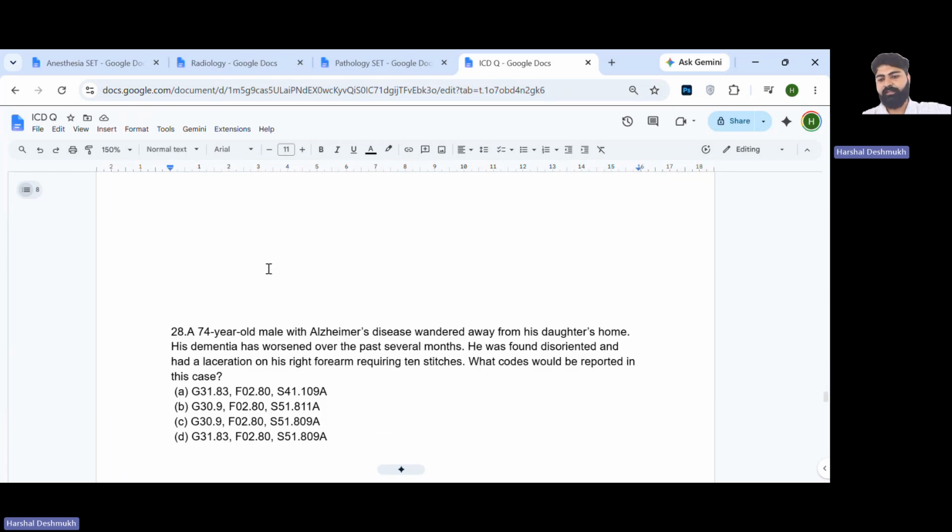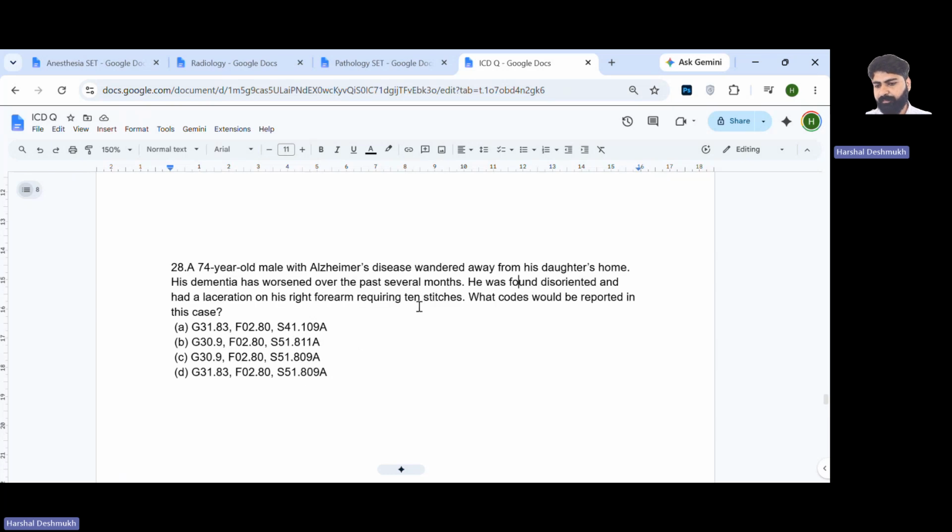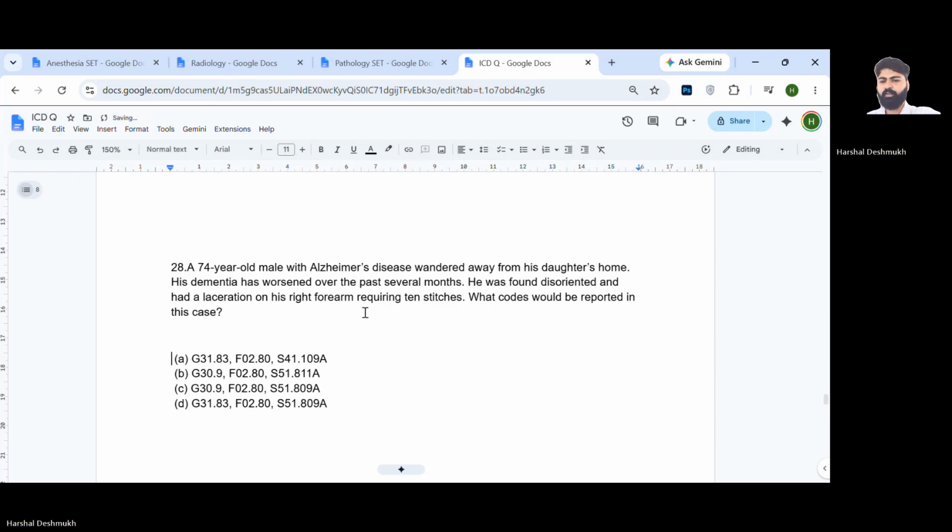A 74-year-old male with Alzheimer's disease wandered away from his daughter's home. His dementia has worsened for the past several months. He was found disoriented and had a laceration on his right forearm requiring 10 stitches. What codes would be reported in this case? There you go. Should be easy again.